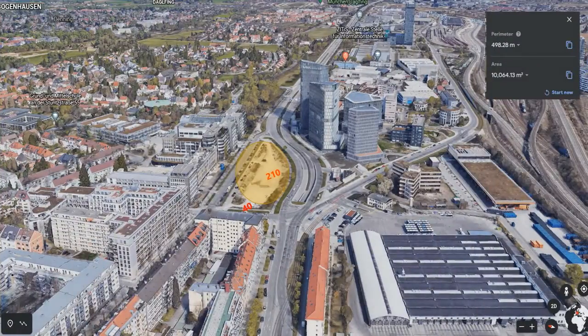The area is diverse, between residential, commercial, and industrial at the same time, and we can see the mix between the rural zone and the urban zone. The dimension of our site is a length of 210 by 40.